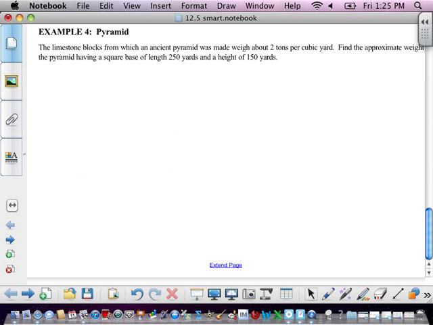All right, the limestone blocks from which an ancient pyramid was made weigh about 2 tons per cubic yard. We're going to find the approximate weight of the pyramid having a square base of length 250 and a height of 150 yards. So the first thing we have to do is find the volume. The volume of a pyramid equals 1/3 the base times the height.